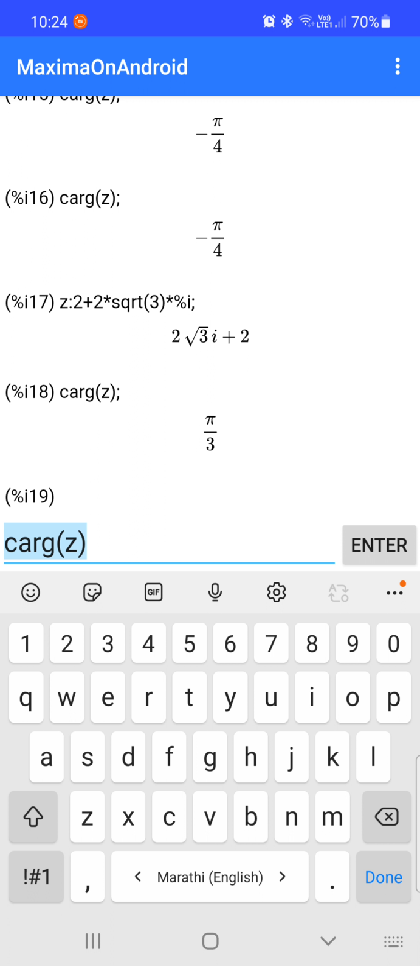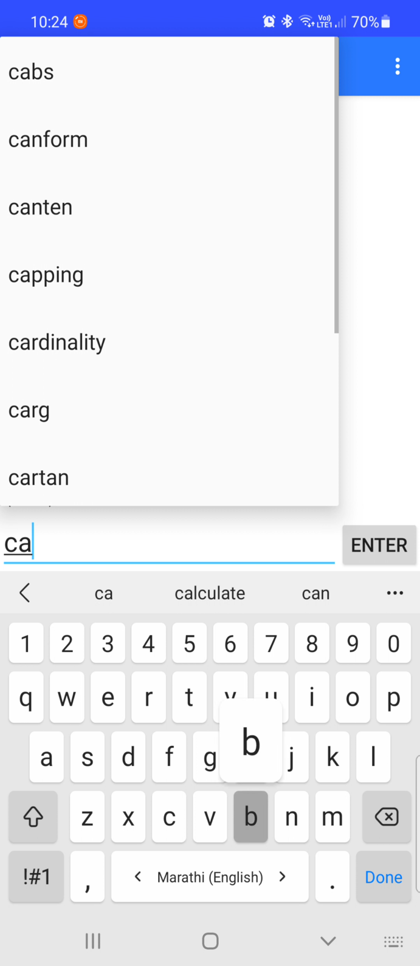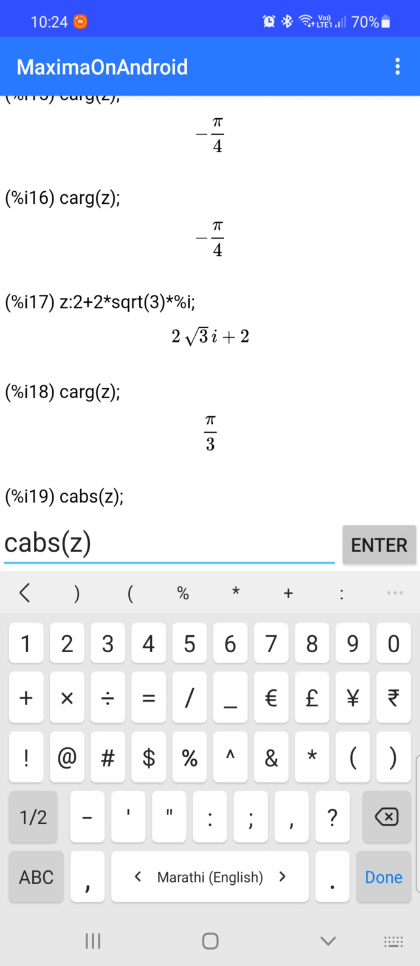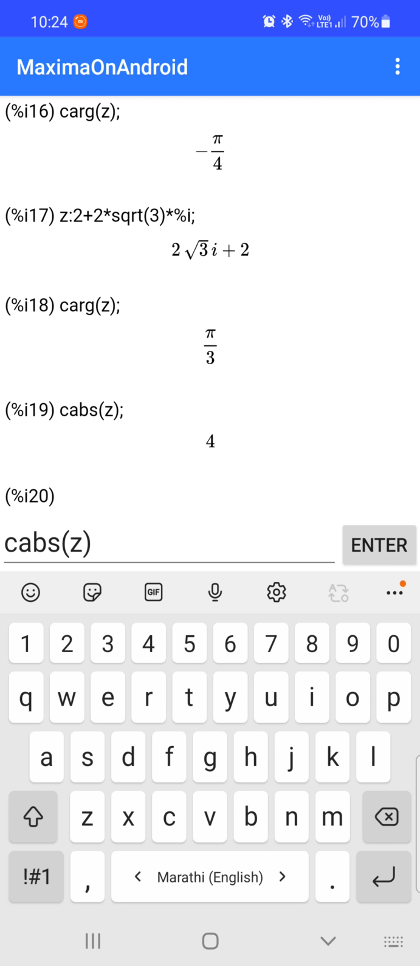One more example. You can also find the modulus of this complex number. Just enter the command cabs, the absolute value of z. So cabs of z is equal to 4. That is, real part squared plus imaginary part squared, and take its square root. Then we get the absolute value, the modulus of the given complex number.